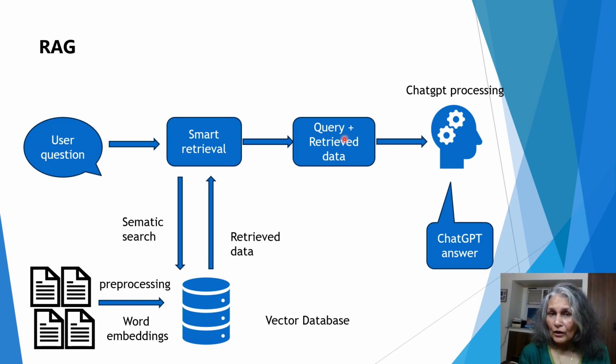So then the query, which was how many days of privilege leave do I have, plus all the retrieved data pertaining to privilege leave in the company's HR corpus, is then sent to the large language model or ChatGPT for further processing. Basis of these two, ChatGPT then comes up with an answer which is hopefully correct, because it is based on the company's HR policy documents.